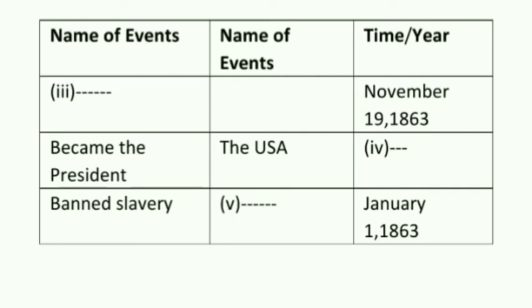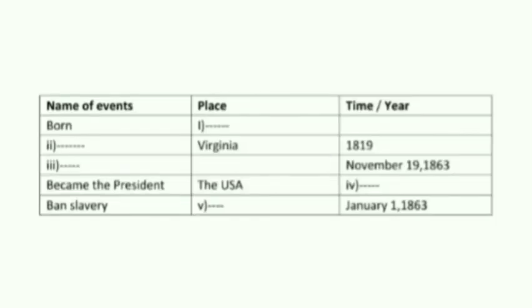Banned slavery. Here the time is mentioned: January 1st, 1863. Where did he ban slavery? In America, or the USA. It is better to use the USA as it is mentioned in your passage. This is the question at a glance that you will find in your question paper. This is how you have to complete information transfer.